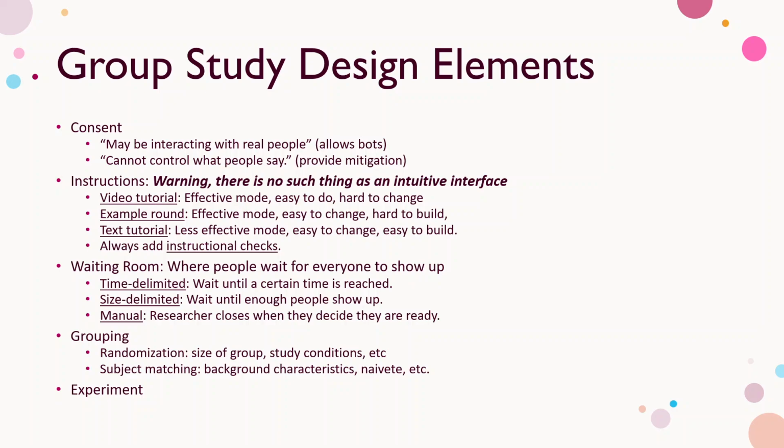Sometimes you may be in a prisoner's dilemma and somebody is just mean and they're just going to defect the entire time and they won't care what you do. And that's just how the study goes. So those are the 2 things you want to make sure that you add to your consent. That you might be interacting with real people and you can't control what people say and do.